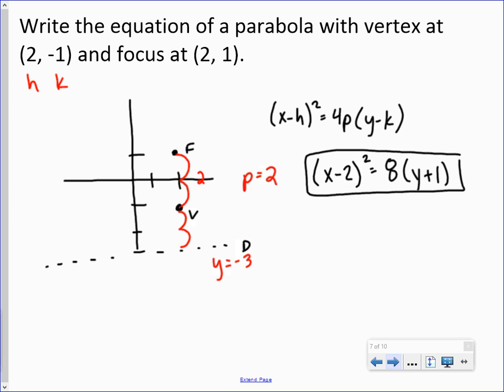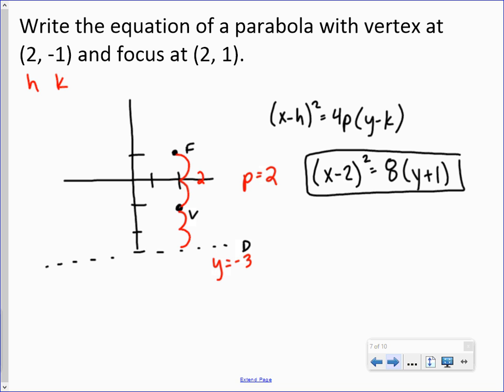And when I say write the equation of the parabola, remember x and y are variables, so leave those alone. You won't actually see your p-value in your final product because you'll have multiplied it by 4. Any questions about that one?